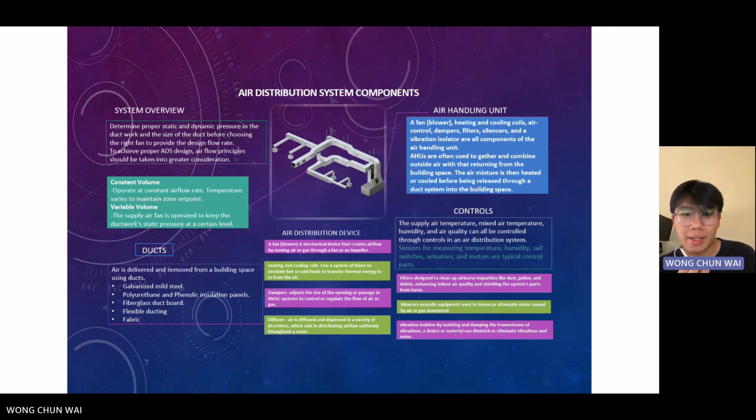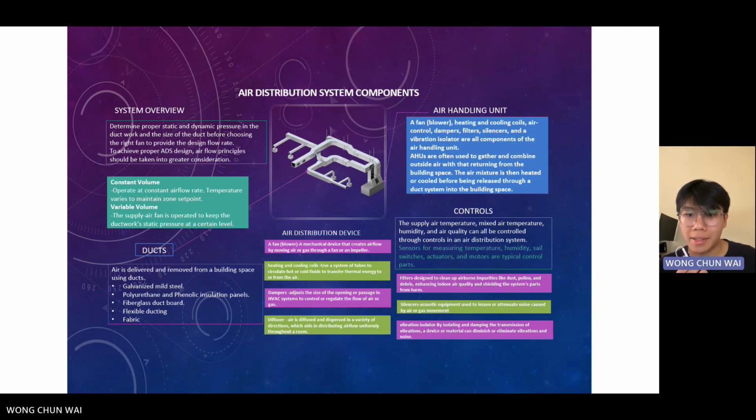Next thing is diffuser. The air is diffused and dispensed in every direction. It depends on which diffuser you're using. So the next thing is filter. It's designed to clean up airborne impurities like dust, pollen, and debris. It's used to enhance the air quality and shield the system parts from harm.